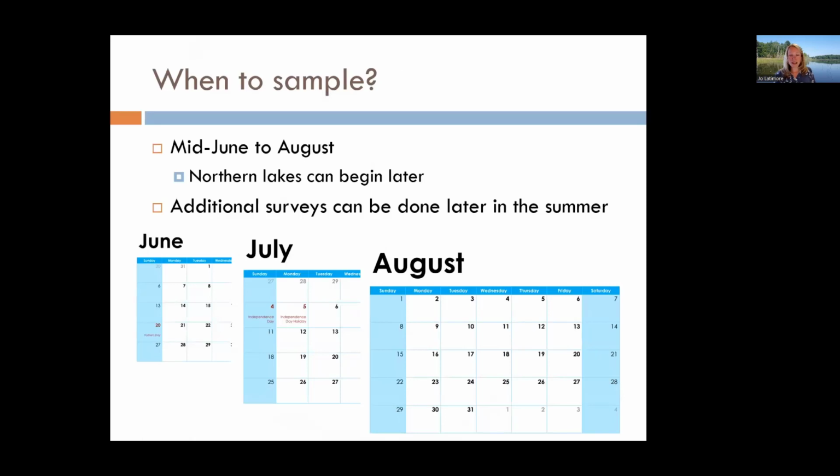The next question is, when should you do it? What time of year is the best time to go out and sample for invasive plants in your lake? So we recommend, as a general rule, mid-June through August are the best times. You want to be out there when there's plenty of plant growth in your lake. If you go too soon, some of the plants are going to be very small. They might be difficult to identify.